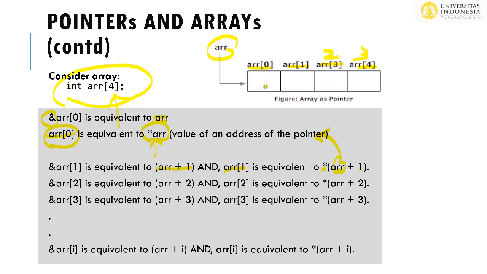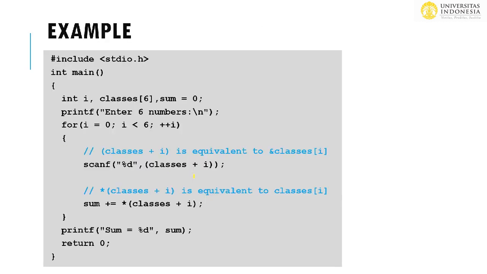How about the second element? It depends on the size. If it is an integer, maybe the next 2 bytes will be the second element, and the next other 2 bytes is the third element, and the next 2 bytes will be the last element. So it means that array is also considered as a pointer, but in this case it's a very static one. But we can also use it in many applications in your program. Okay, let's see an example here.